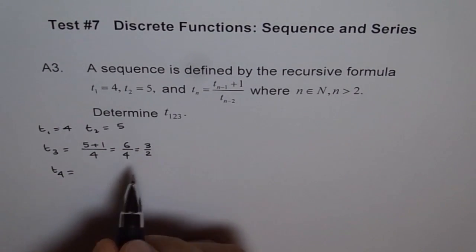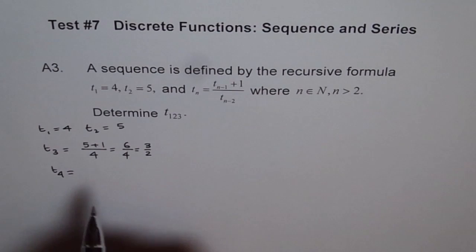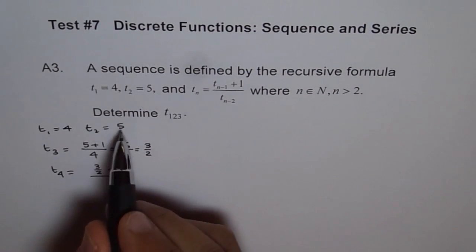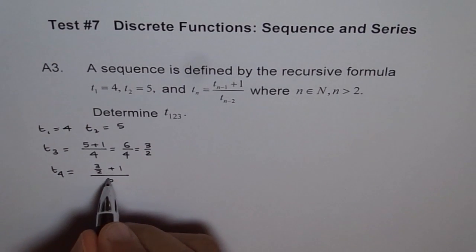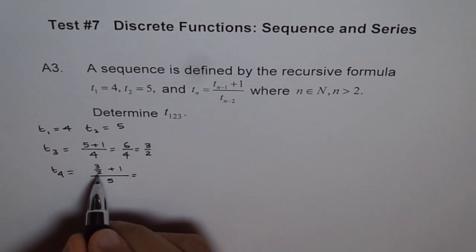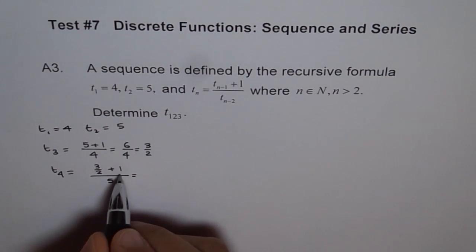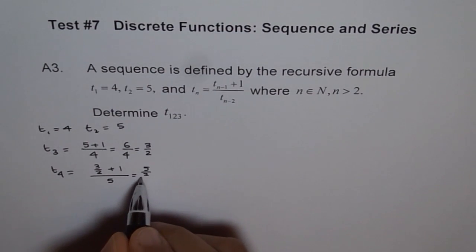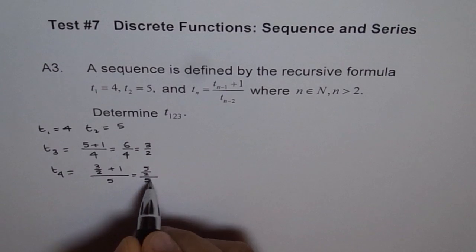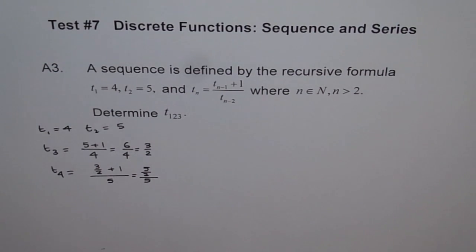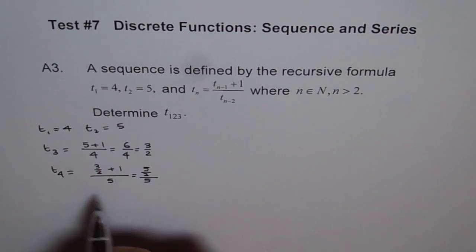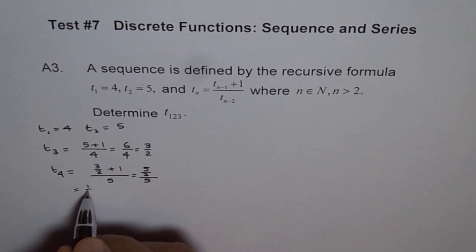Now t4. t4 equals the previous term, which is 3 over 2, plus 1 divided by previous to previous, which is 5. Now 1 can be written as 2 over 2, so 3 plus 2 is 5, 5 over 2 divided by 5. So 5 over 2 divided by 5 gives us half. So let's write half here.